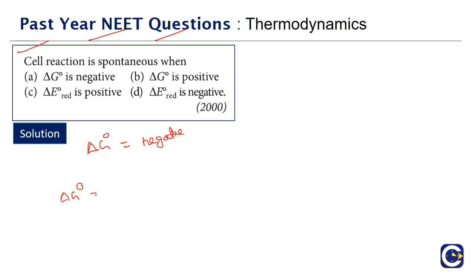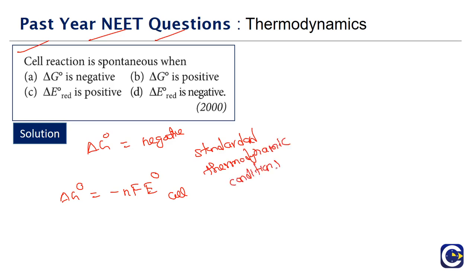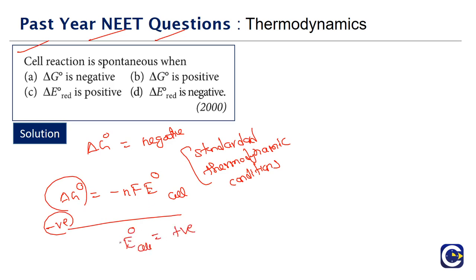And in case of cell, we have a relation between the del G of the reaction and the EMF of the cell. So the relation is del G is equal to minus nFE. So naught represents standard conditions. Whenever we put del G naught or E naught, they represent the standard thermodynamic conditions, so 298 Kelvin, 1 bar pressure. So here if del G is negative, means the E naught value of the cell will be positive. The cell potential must be positive.